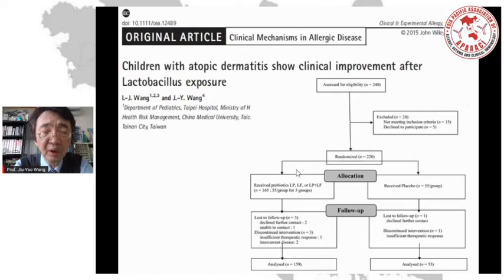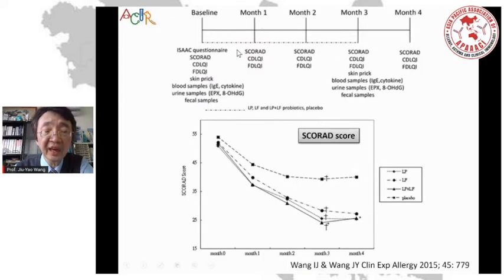In the follow-up study, we recruited 240 atopic dermatitis patients, and we had a four-arm design to test different combinations of lactobacillus. One group used Lactobacillus paracasei, another used Lactobacillus fermentum, and the third group used the combination. You can see that all three probiotic groups had a significant decrease in the SCORAD score compared to the placebo group, and this effect was particularly evident at 3 months of treatment.